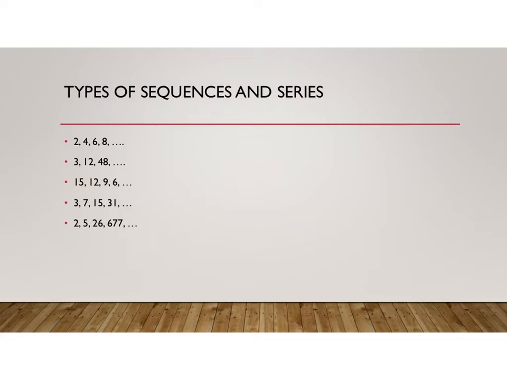So for example, this first sequence of 2, 4, 6, 8, a very simple sequence. I'm sure you could tell me right now that the next few terms are 10, 12, 14, and so on. This is going up by 2, where we are adding 2 each time. Therefore, we would call this an arithmetic sequence.